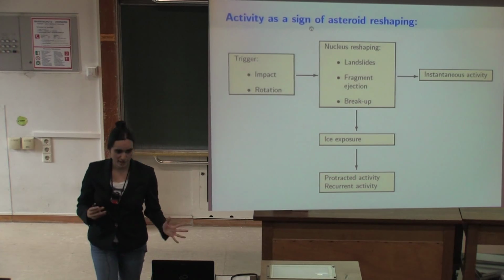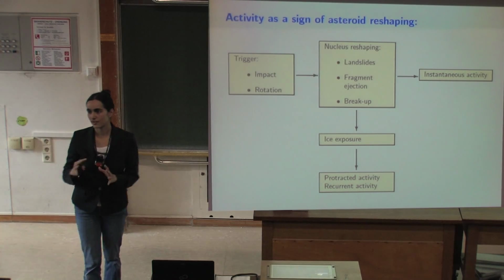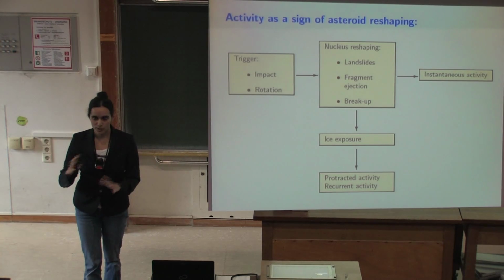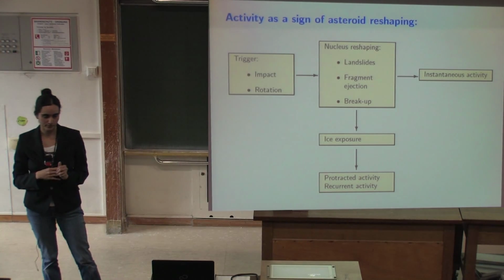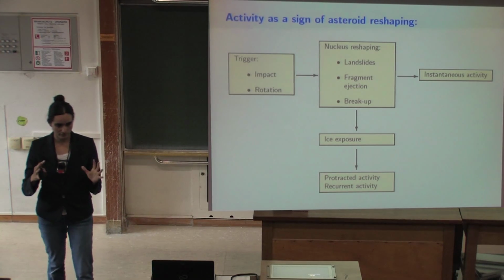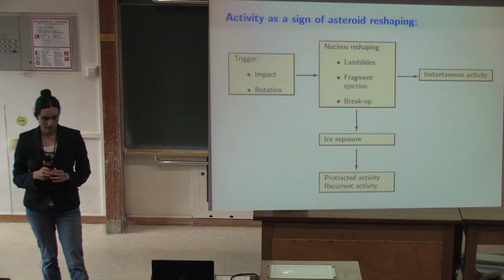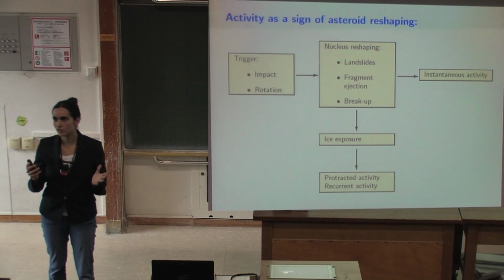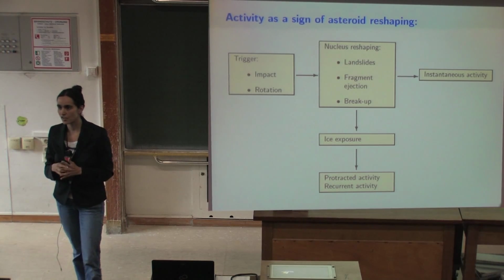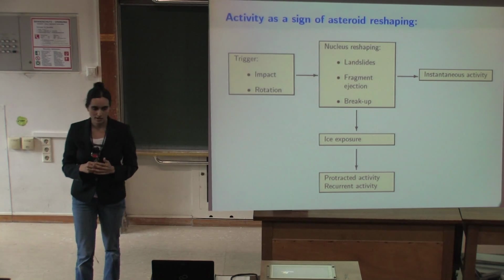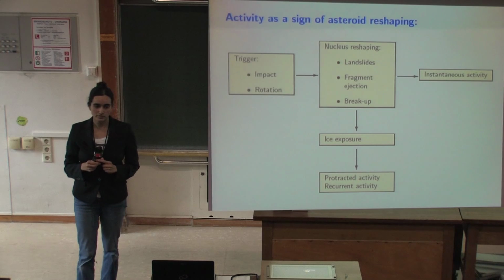So this is an attempt to put all the pieces together. We have the individual objects, but maybe there is an underlying topic that sort of comprises them. So the idea is maybe activity occurs, it needs a trigger. They have not been active since the age of the solar system, that's unlikely. Maybe the trigger is an impact or fast rotation.